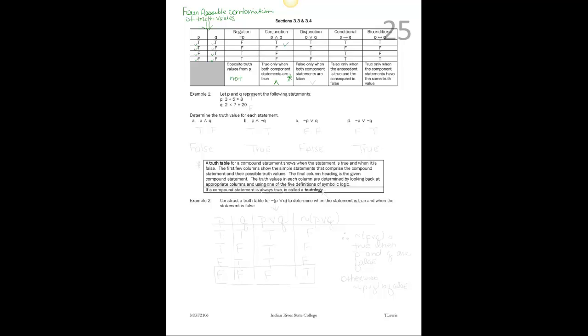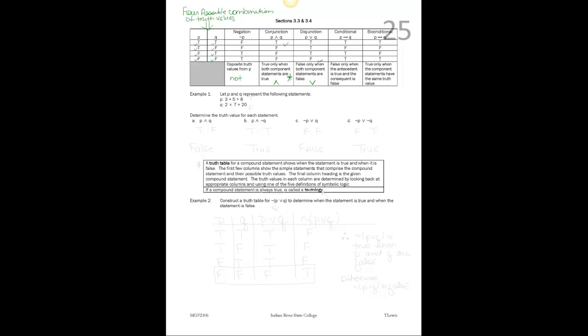And for disjunction, we said it was the letter V. And for a disjunction, it's false only when both component statements are false. And remember, with disjunction, at least one must be true. So if one must be true, then whenever you have 2 false for P and Q, it makes the whole statement false. So let's look at the following examples.